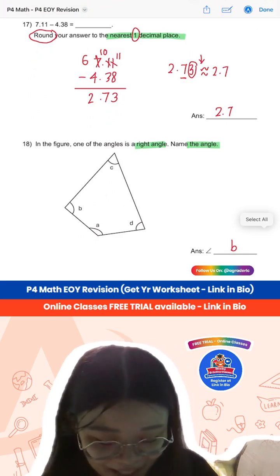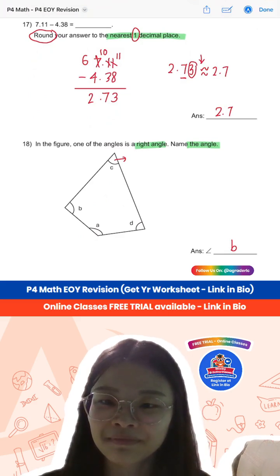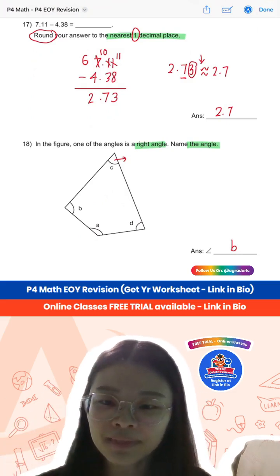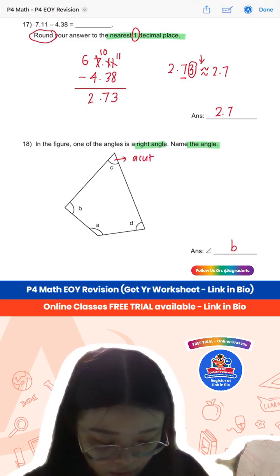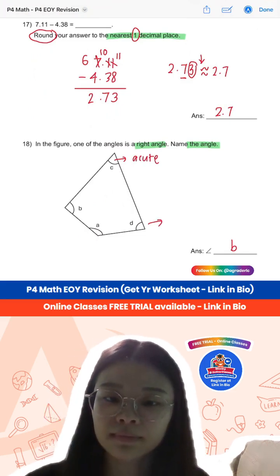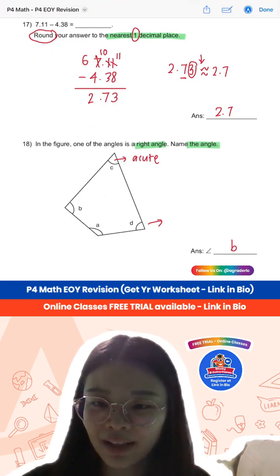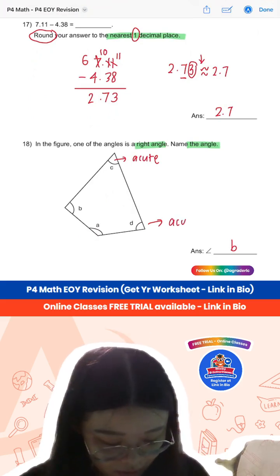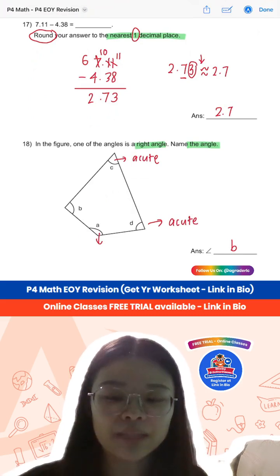Now can you tell me what kind of angle is angle C? Acute, very good. K and Evelyn and Z say acute. How about angle D? Also acute, good. Then last one, how about angle A? What kind of angle is that called? Yes, K, because it is below 90 degrees, so it is acute.